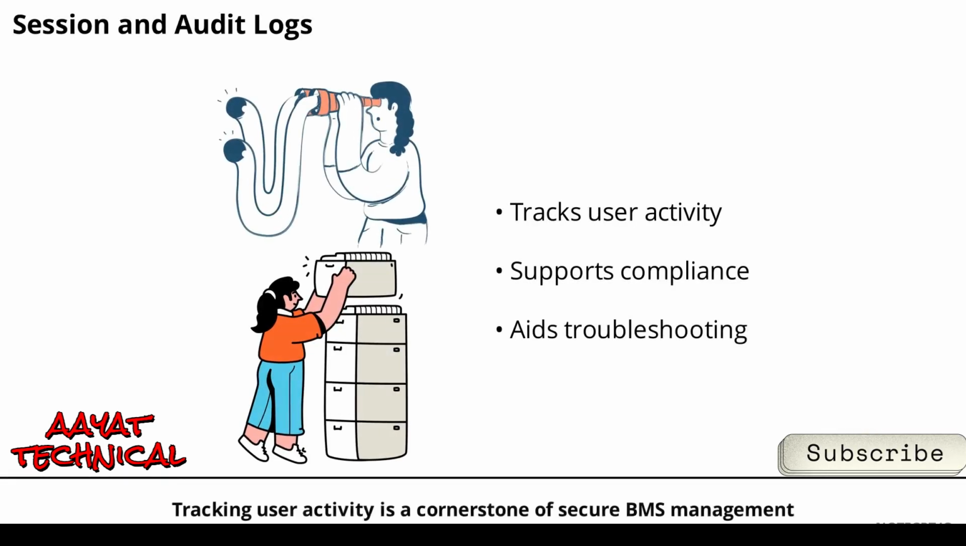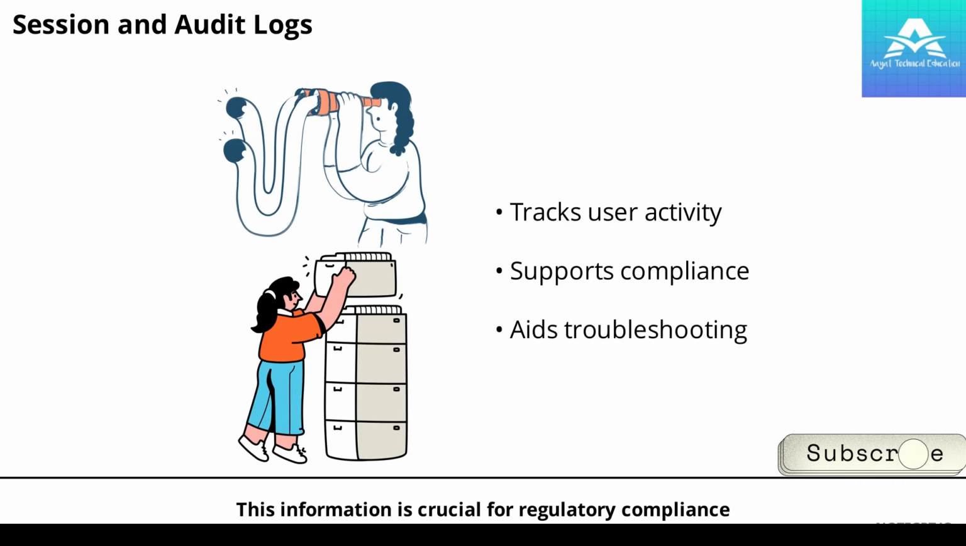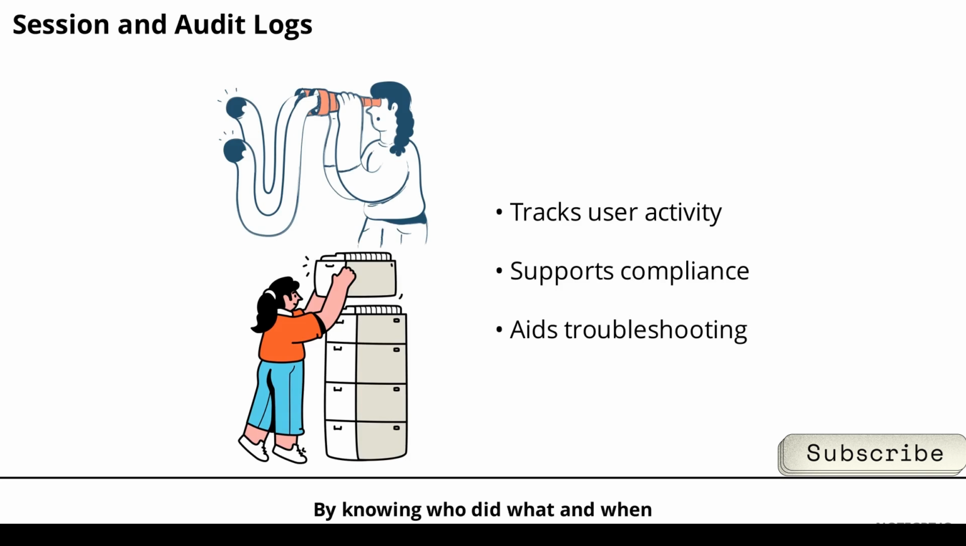Tracking user activity is a cornerstone of secure BMS management. Session and audit logs record every login, logout, and failed attempt, as well as all changes made within the system. This information is crucial for regulatory compliance, security audits, and troubleshooting faults. By knowing who did what and when, you can quickly identify issues, investigate incidents, and demonstrate accountability. Proper logging is not just best practice, it's often a regulatory requirement.